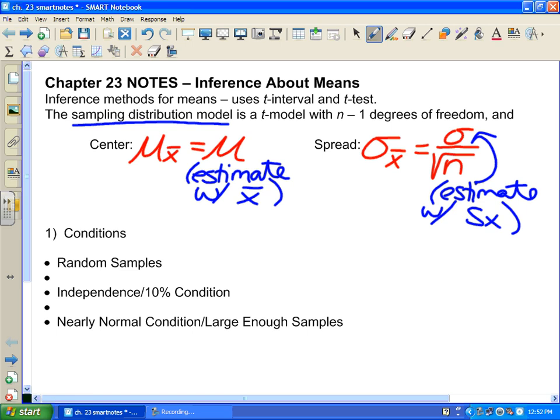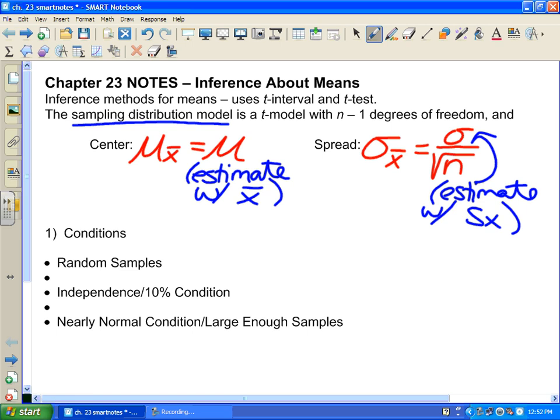What does it say? T model. We have never dealt with the T model. Use what's called the T model when you estimate the population standard deviation and mean. And it has what's called degrees of freedom. It's n minus 1, that's another complicated formula. What is n? Sample size. So if your sample size was 25, then you would be using a T model with 24 degrees of freedom.